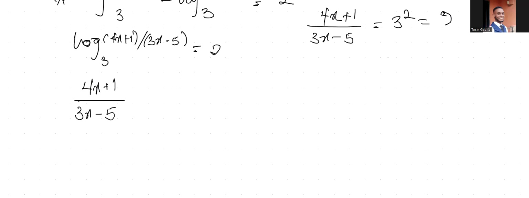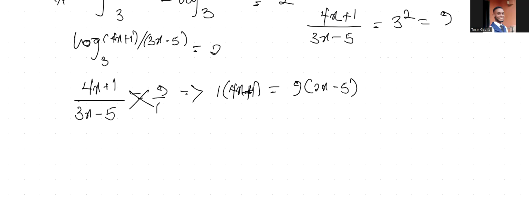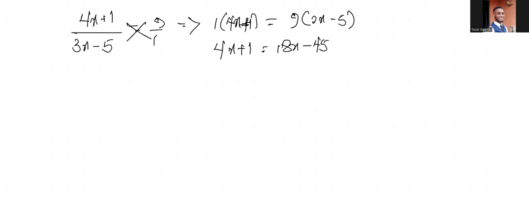Now cross multiply just like the other example. We are going to have 1 multiplied by 4x plus 1, which is equal to 9 into 3x minus 5. Then we are going to have 4x plus 1, which is equal to 27x minus 9 times 5, which is 45. So collect the like terms. Collecting the like terms, we're going to have 27x minus 4x, which is equal to 1 plus 45.